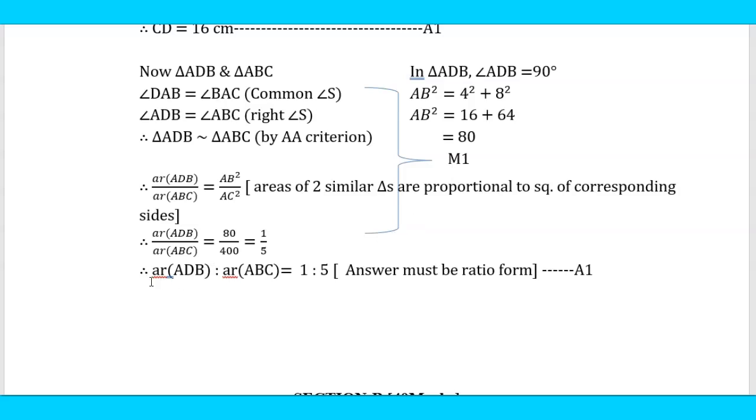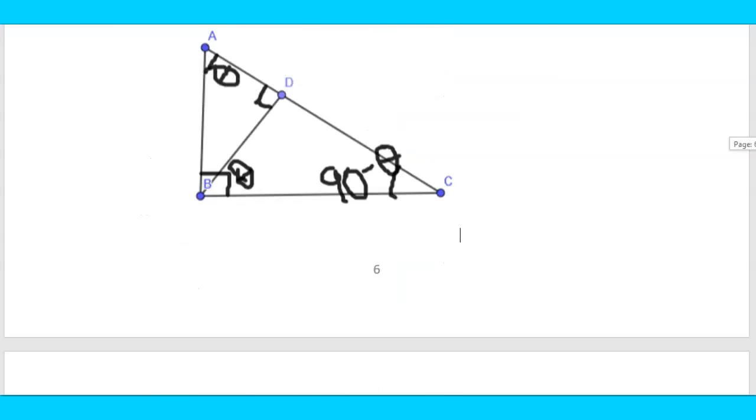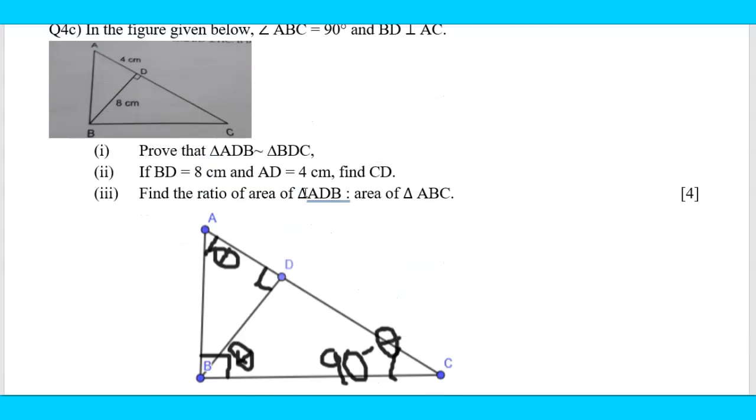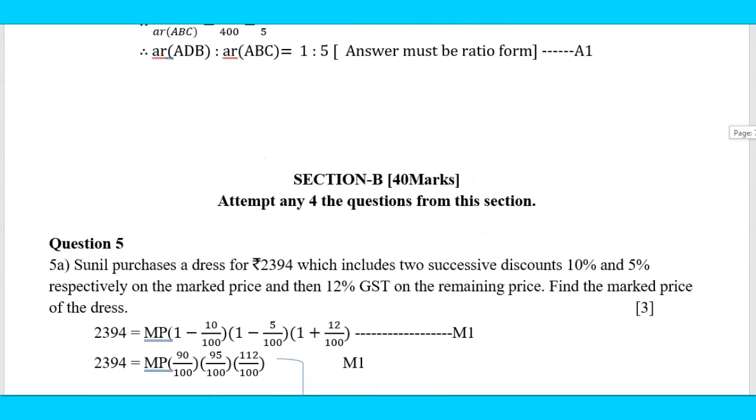And after that, the answer should be written in the form of ratio. Many of them missed out here, writing the answer. Look at the question. Question says find the ratio of areas. This should be written in the form of ratio only, otherwise we'll lose 1 mark. So 1:5 is the answer.